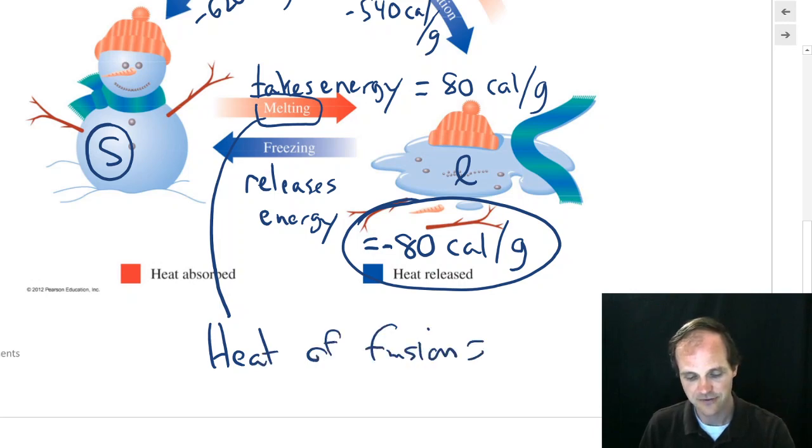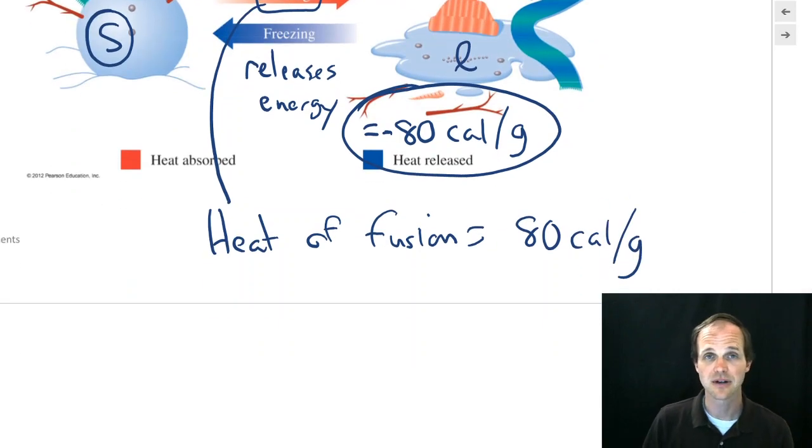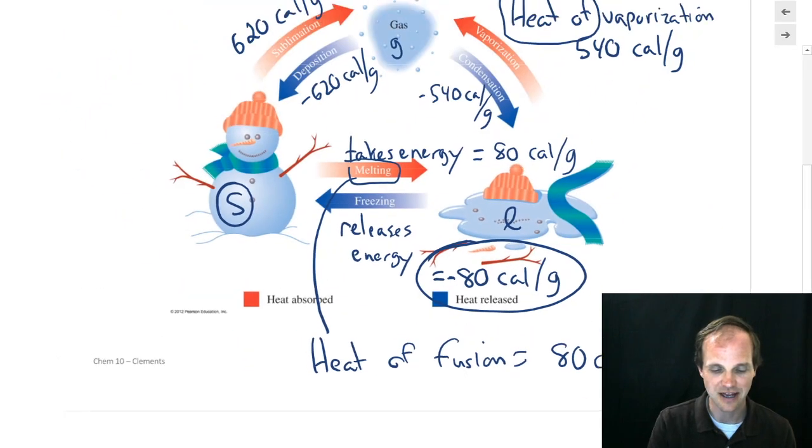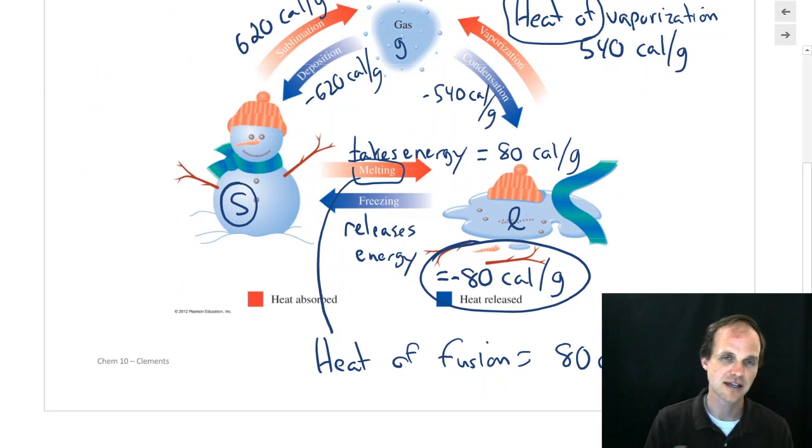So the heat of fusion for water is 80 calories per gram. For other substances, it would be a different number. So when we're talking about melting, it's heat of fusion. For everybody else, it's just its name: heat of vaporization, heat of condensation, heat of sublimation, heat of deposition.